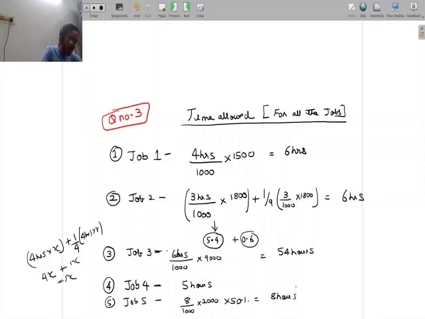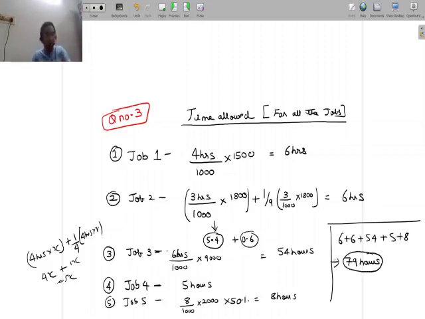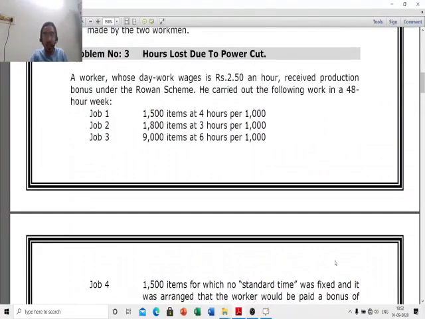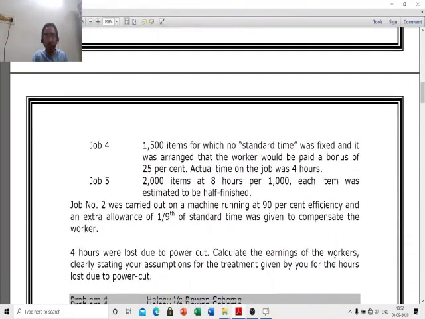So totally I'm going to say my time allowed is 6 plus 6 plus 54 plus 5 plus 8. So I get 6 plus 6, 12 plus 54, 66 plus 5 plus 8 gives me 79 hours. So I am allowed a time of 79 hours to do all these jobs. But how many hours do I actually take? It looks like I have worked for a 48-hour week. So now let us see how to calculate the total pay that is going to come.